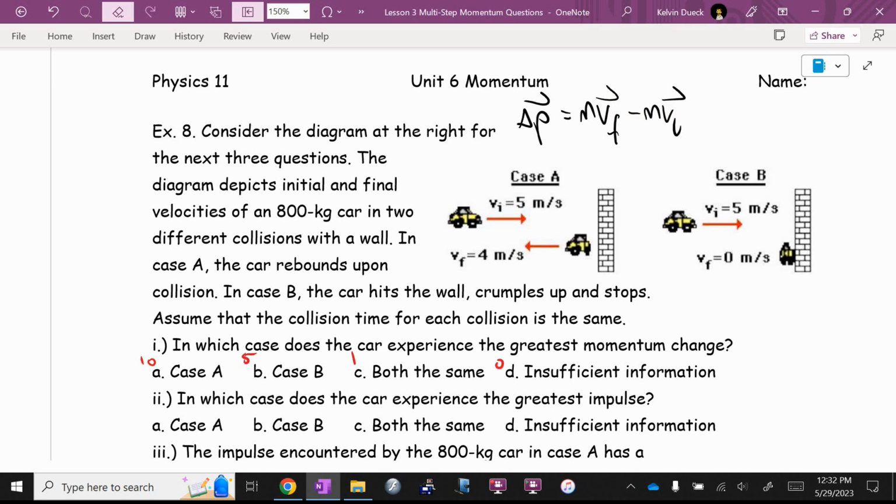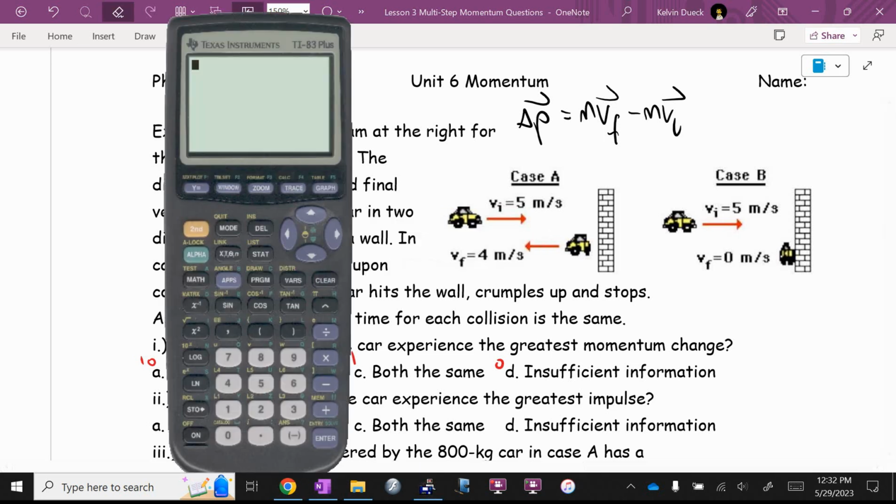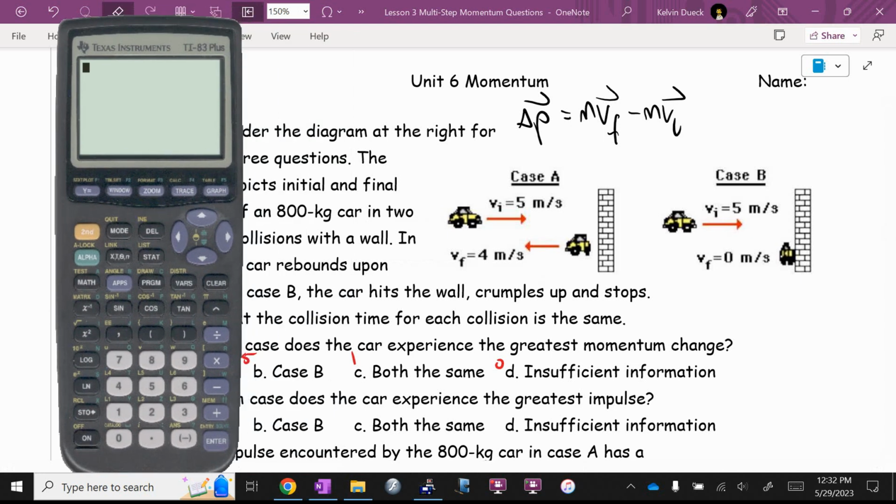Except instead of writing m delta v, I usually write it as m v final minus m v initial, because delta v is change in, what's change in anything? Final minus initial. So m v final minus m v initial. Okay, get out your calculators. Jackson, what's the mass of the car? Times. In situation A, what's v final? And then minus, what's the mass of the car? 800 times. In situation B, what's v initial?